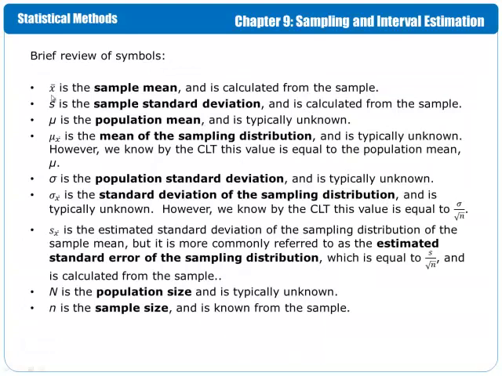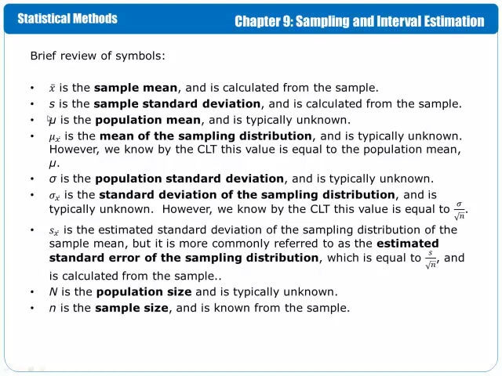X bar is x with a line over it, and it represents the sample mean and is calculated from the sample. S is the sample standard deviation and is calculated from the sample. Mu is the population mean and is typically unknown, but if we know the population, then we could compute the population mean by simply computing the mean of all the values in the population.